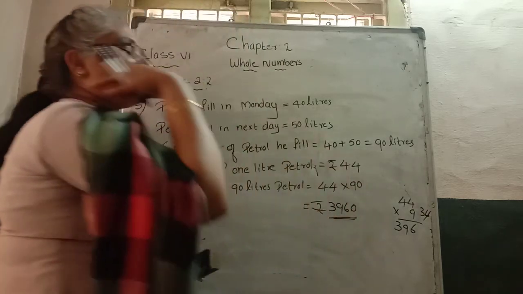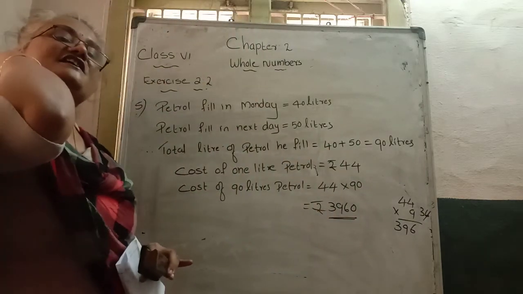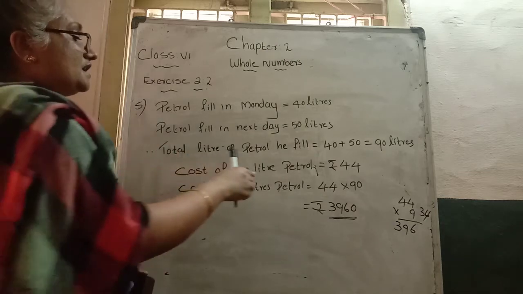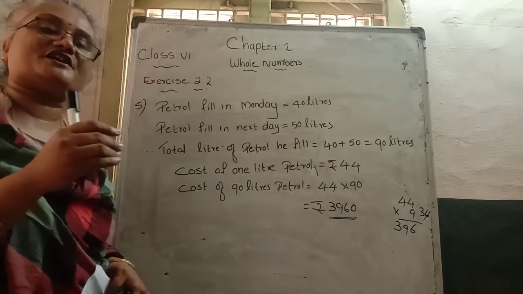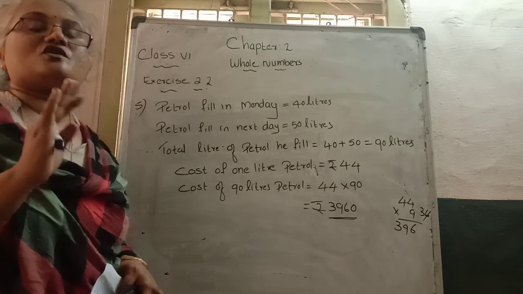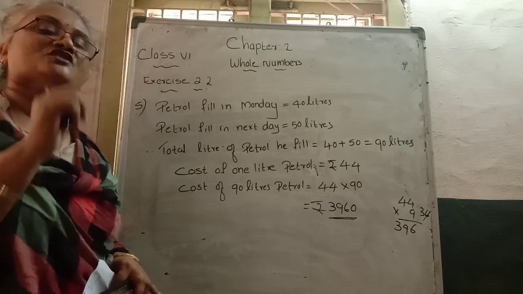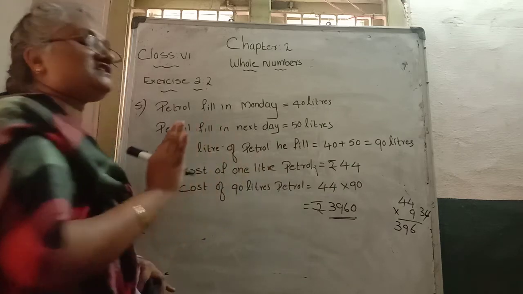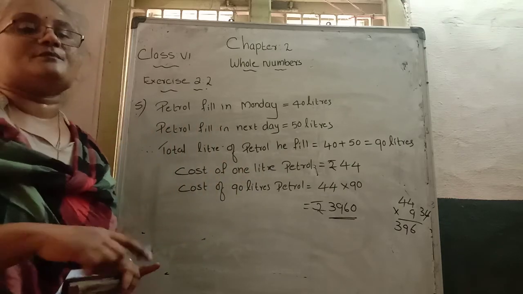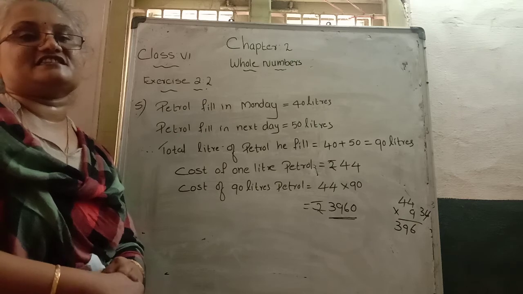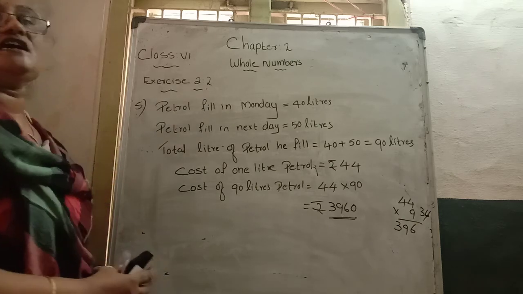Here 3,960 rupees he wants to spend for buying this. How much liters of petrol? 90 liters of petrol. In 2 days how much amount he spent for filling the petrol? 3,960 rupees. I hope you can understand this exercise. Thank you.